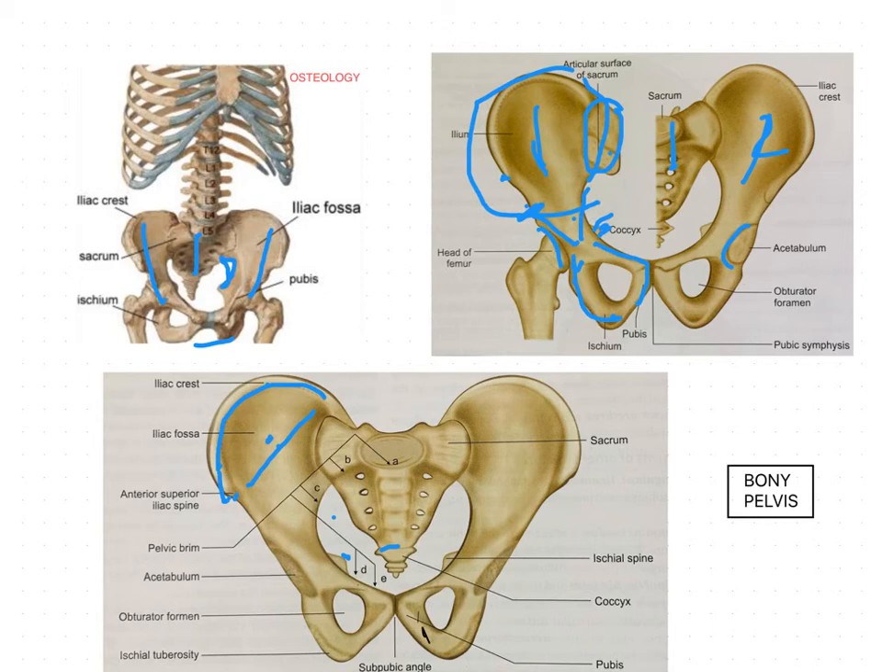Now, the foramen which is present by the fusion of the pubis and the ischium is called the obturator foramen.